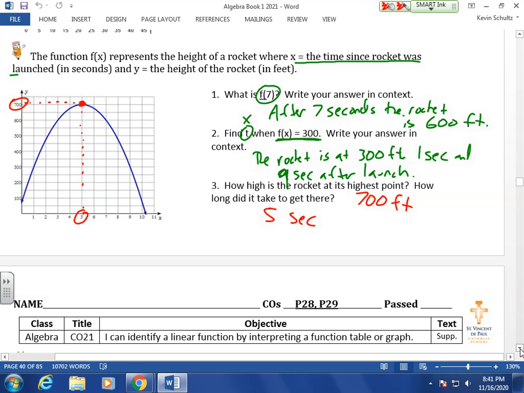All right. Anyway, so five seconds to get to that highest point. So I hope that clarified some things.